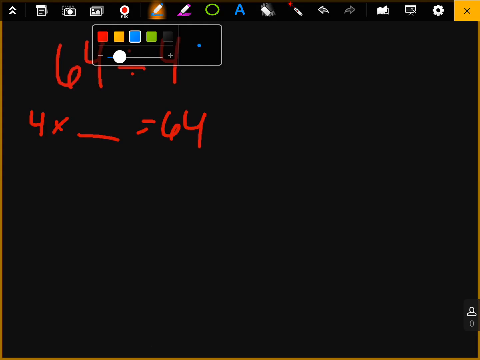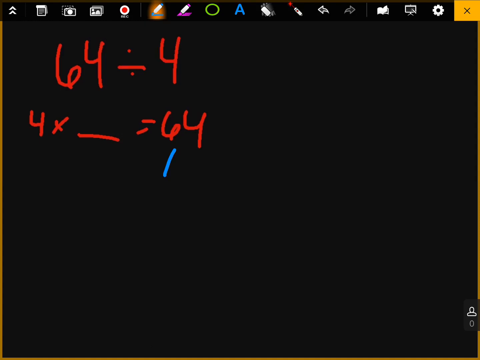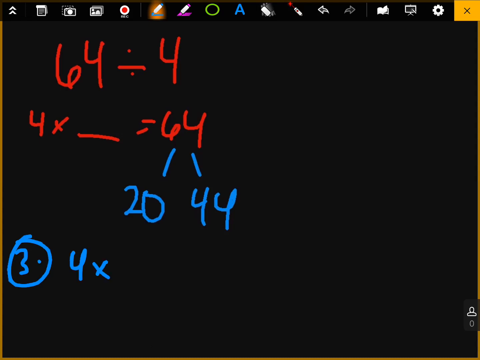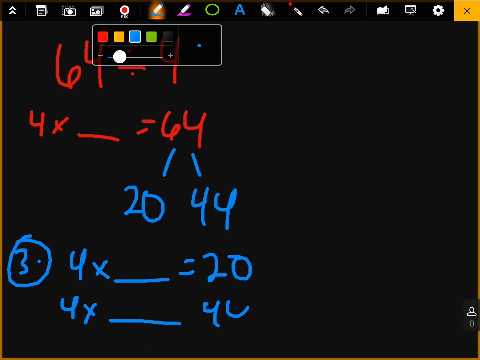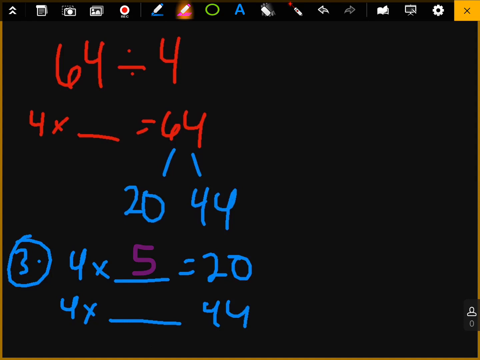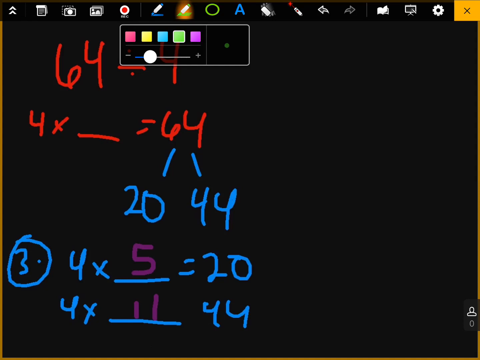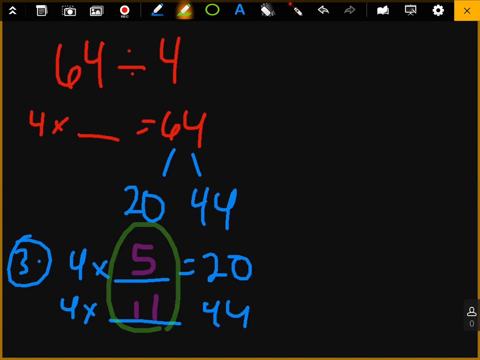I know 64 can be broken up into easier parts. I know that I could take 20 out, because 4 times 5 is 20, and that would leave 44, okay? So, that's step 2. Step 3, okay, 4 times blank equals 20. 4 times blank equals 44, okay? Well, 4 times 5 equals 20, and 4 times 11 equals 44. Now all I have to do is add 5 and 11, which gets me 16. Okay? 5 plus 11 equals 16.